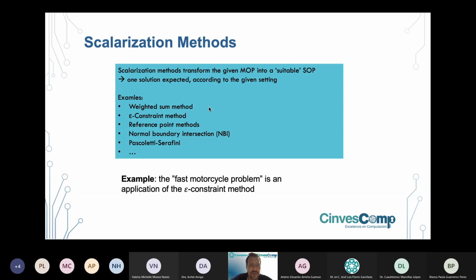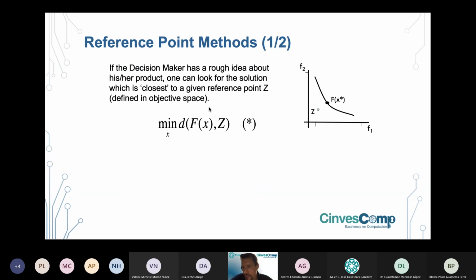Métodos de escalarización transforman el MOP, el problema con múltiples objetivos, a un problema con un objetivo. Esta es la idea. Y un ejemplo que ya sabemos es el Fast Motorcycle Problem. Este fue nada más que una aplicación del Epsilon Constraint Method. Y otra es punto de referencia. And well, that's very widely used.